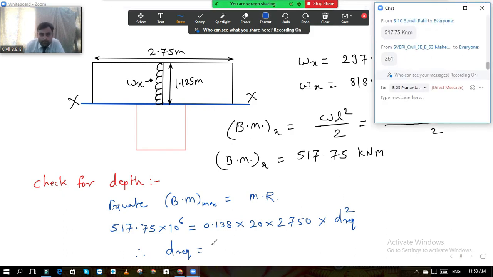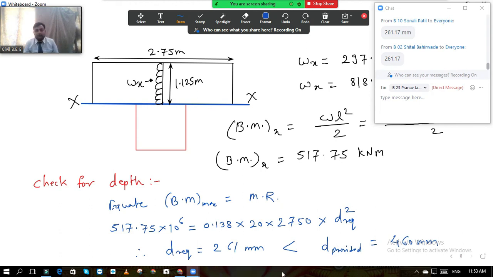So this is 261 mm, which is less than d provided. What have we provided? Effective depth 460 mm. So this is safe, hence it is safe. It is 261.17, nearly 265, but we have provided 460, so it is safe now.